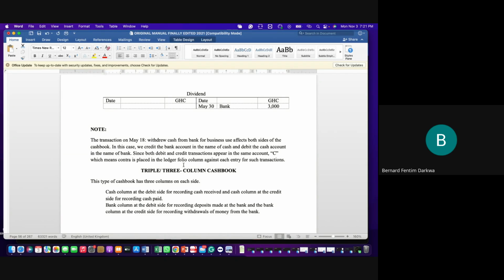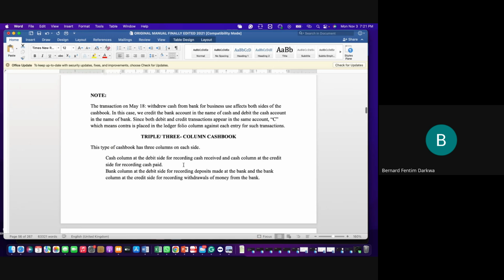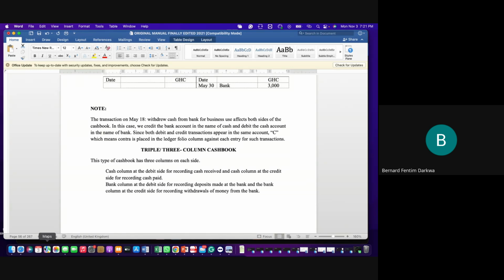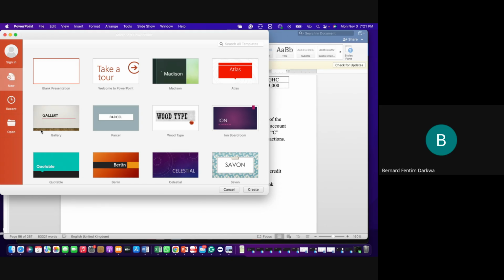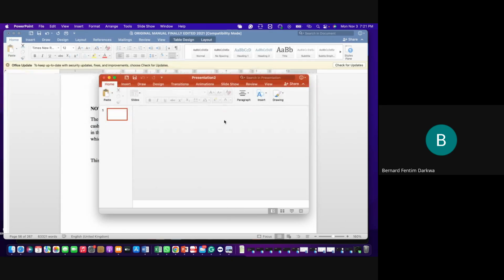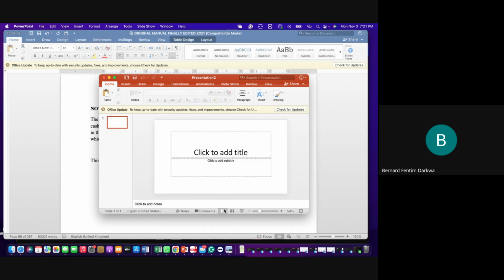Now that we have finished with the double column or two column card book, let's go to the three column card book. The difference between the three column and two column card book is very simple. Let me come to my blank listing, where I want to do the illustration for you. So this is how to prepare a three column card book. It's the same as the two column, but this time we are introducing what we call the discount column. So three column card book.